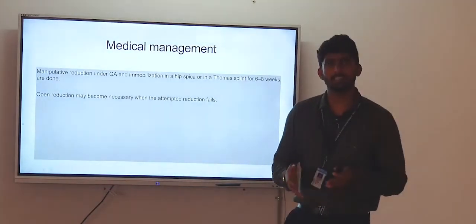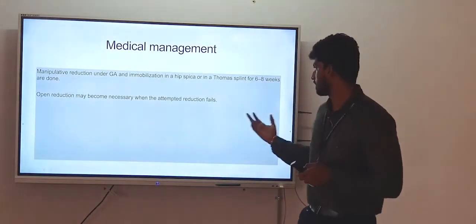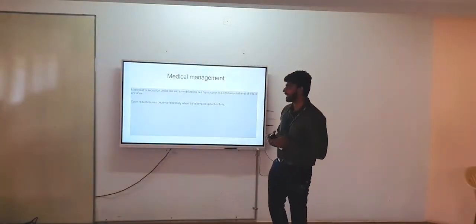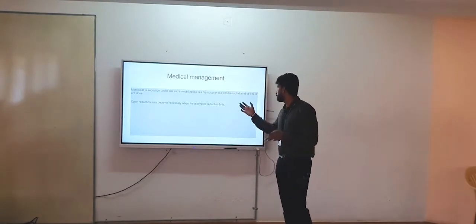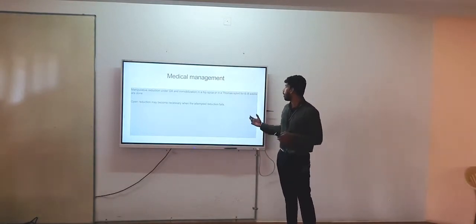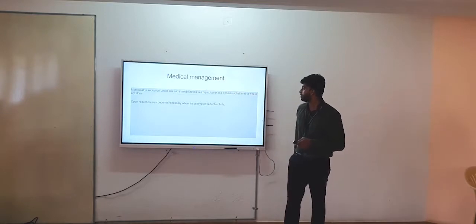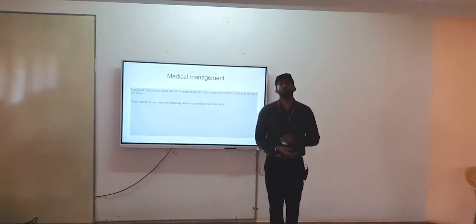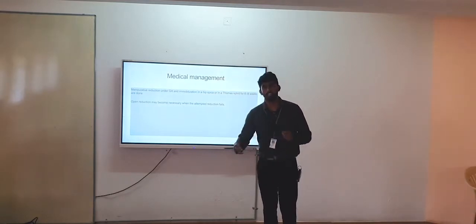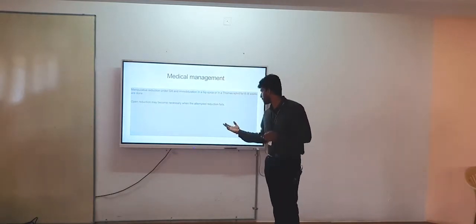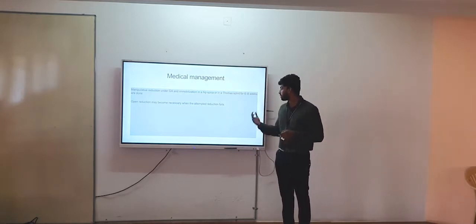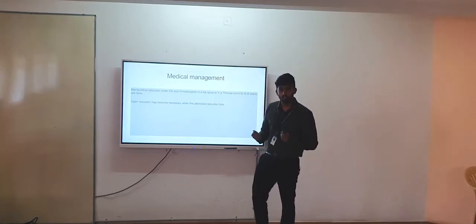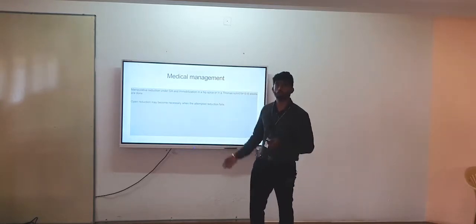Now we'll discuss the medical management of this condition. Manipulative reduction under general anesthesia can be given, and we have to make sure immobilization in a hip spica or in a normal splint for 6 to 8 weeks is done. You might have seen the splint in your wards, and when you get posted to the ward, you'll be able to see the hip spica. Open reduction may become necessary when the attempted reduction fails. If the closed reduction fails, then the doctors have to go ahead and do the open reduction.